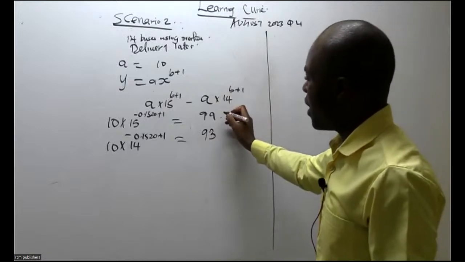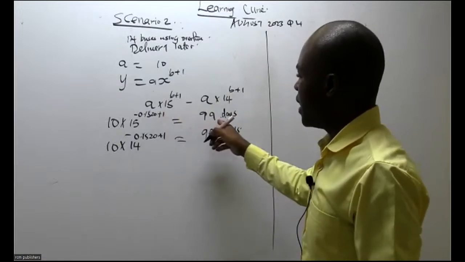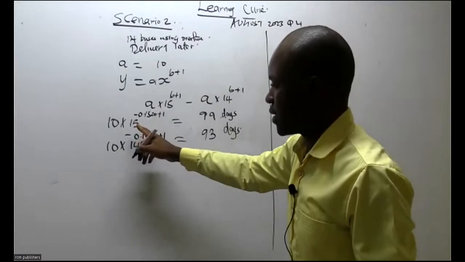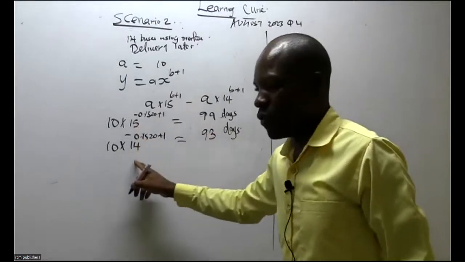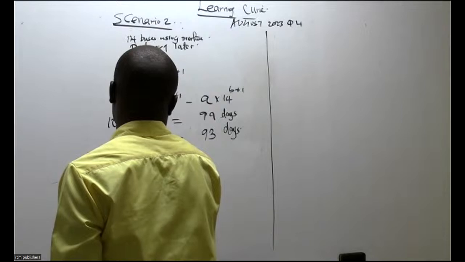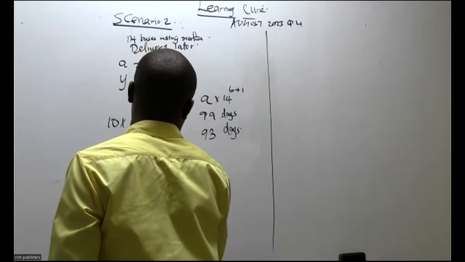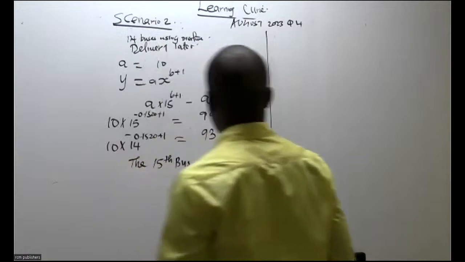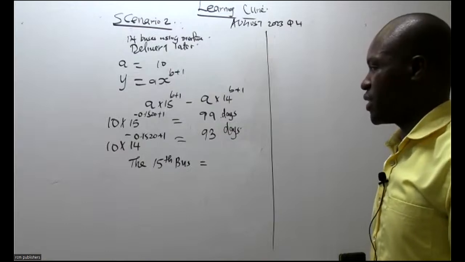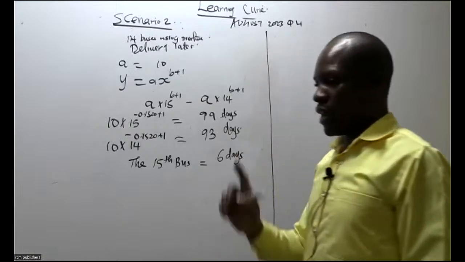You've taken 99 days to produce 15 buses. You are taking 93 days to produce 14 buses. So the last bus, or the bus to be delivered later, is the 15th bus. How many days will it take for you to produce the 15th bus? It will take us 6 days. That's a new thing being introduced.